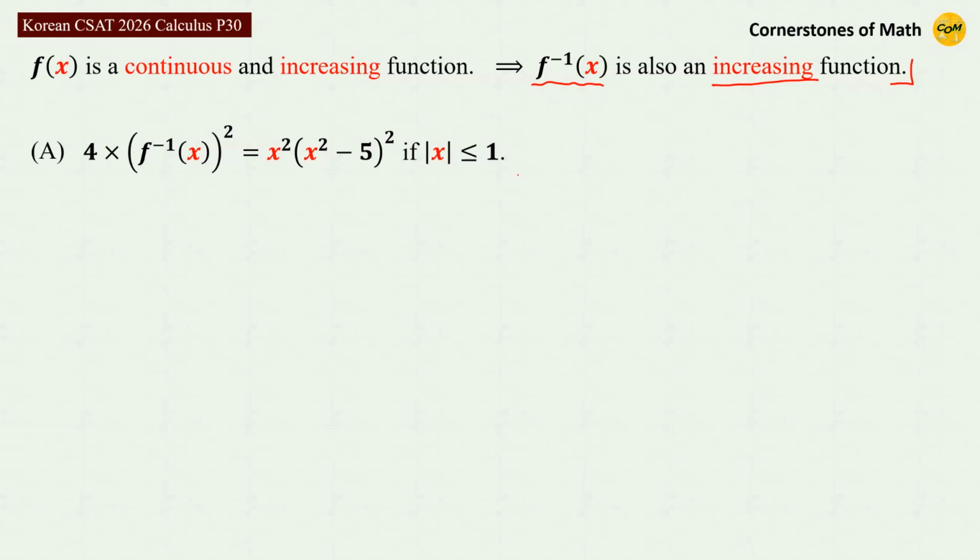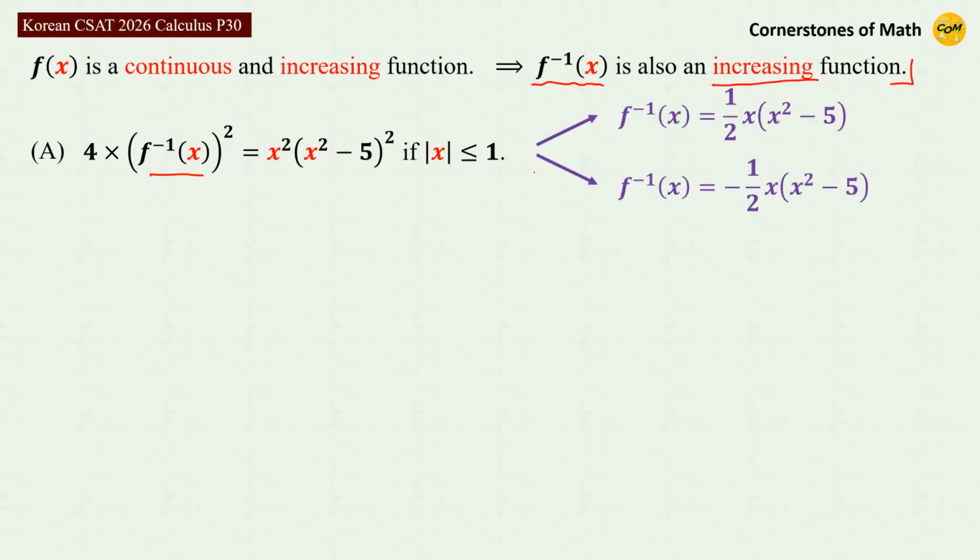Here, the square of the f inverse is given, and we can find f inverse of x by taking the square root, but there are 2 possibilities. f inverse can be either 1/2 times x times (x squared minus 5) or minus 1/2 times x times (x squared minus 5). Between these 2, we have to pick the increasing function. So let us draw the graph of y equals 1/2 x (x squared minus 5) right here.